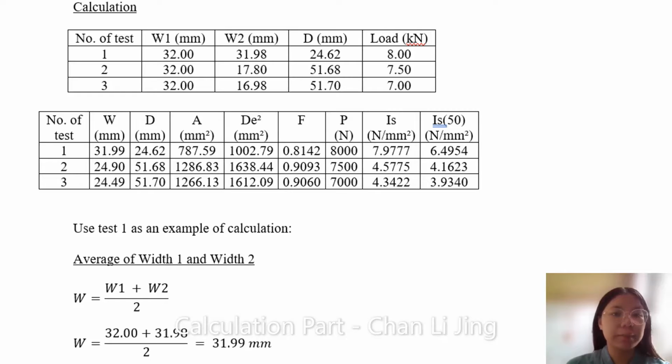Now I will simply explain how to do the calculation in this experiment. To do the tabulation and analysis on our data, we need to do some calculation on it. In the following step, I will use test 1 as an example of calculation. First, we need to calculate the average of width in this experiment. We sum up width 1 and width 2 and divide by 2 to get the average.